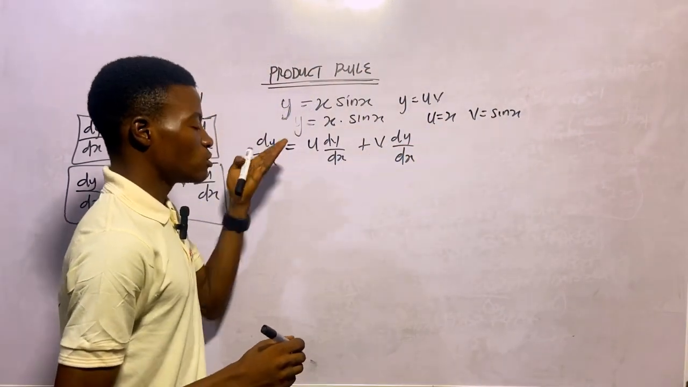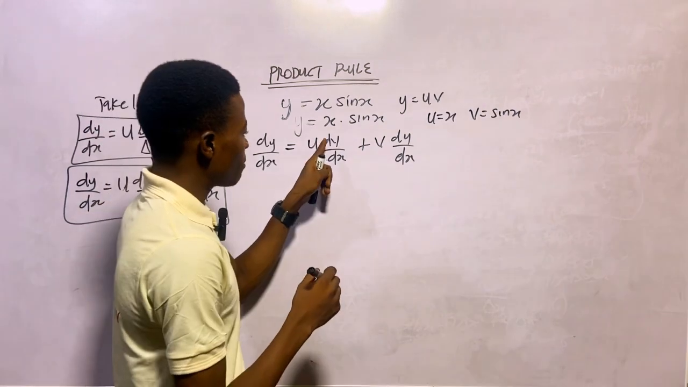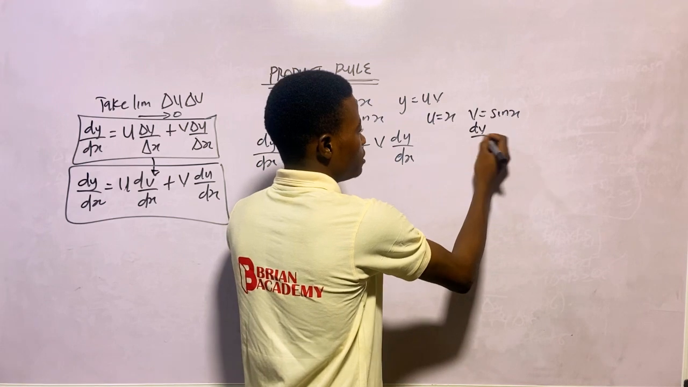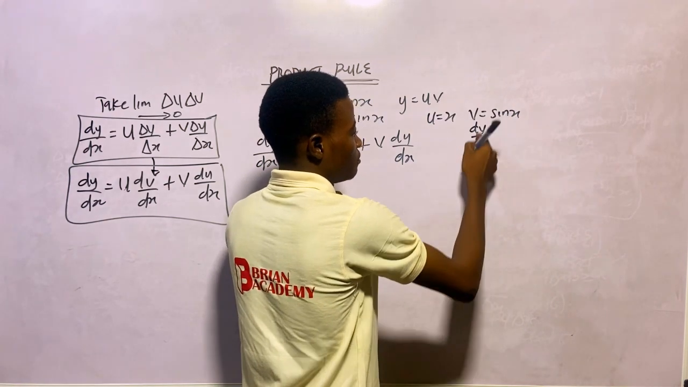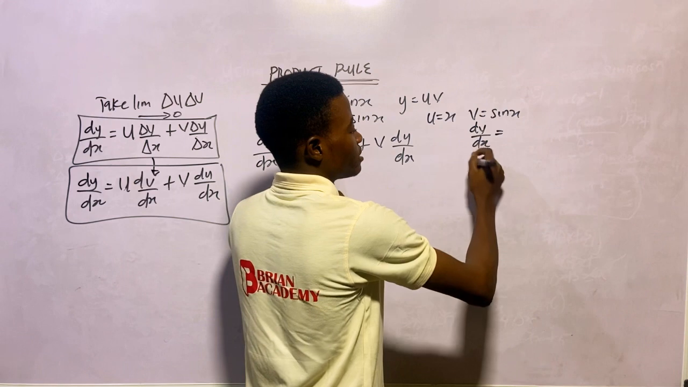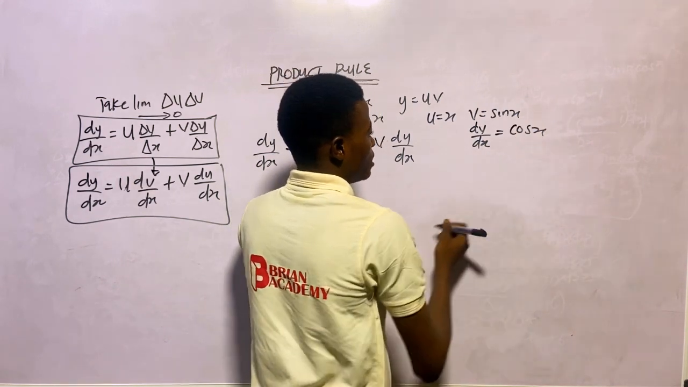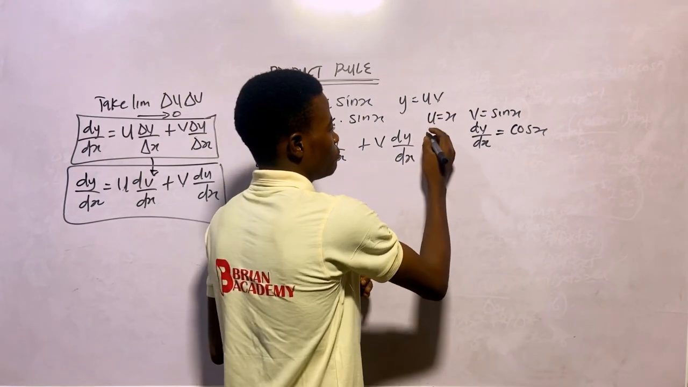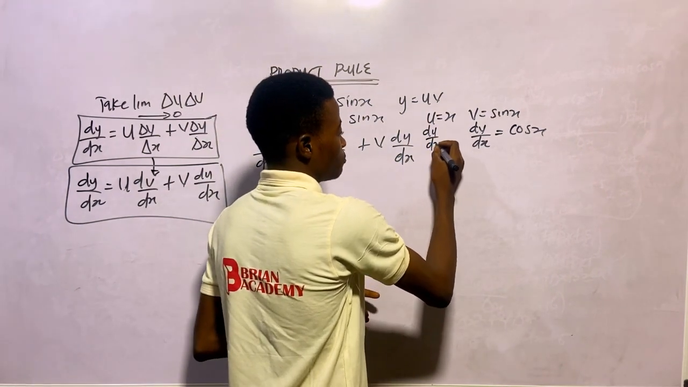So in that scenario, I have dv dx. That means I'm going to differentiate v with respect to x. And whenever you differentiate sine x, that's cos x. Then followed by, I need du dx. Then let me find the derivative of this u with respect to x.